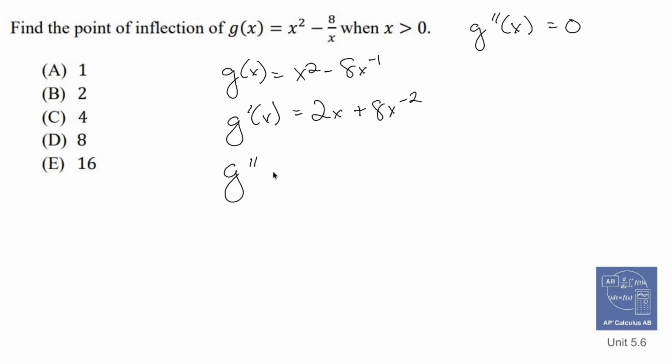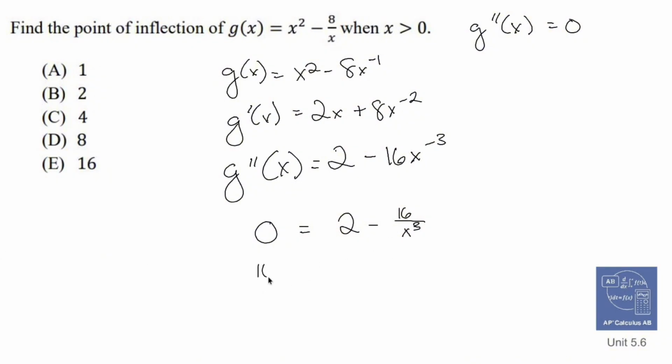g double prime of x is going to equal 2, minus 16x to the negative 3. Now set that equal to 0, and I'm going to rewrite this as 2 minus 16 over x to the third power. The easiest way of handling this is by adding 16 over x cubed to both sides, and then multiplying both sides by x cubed.